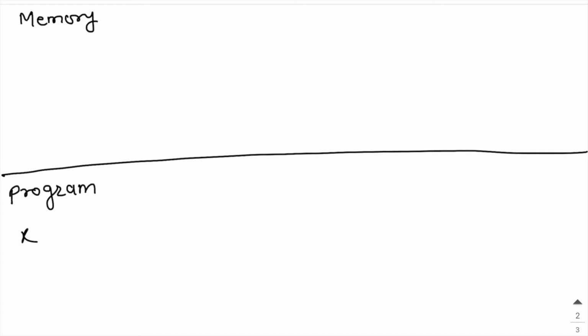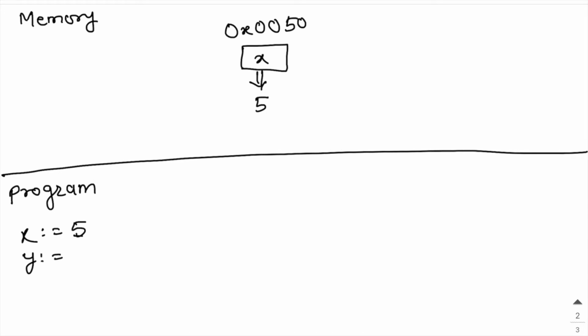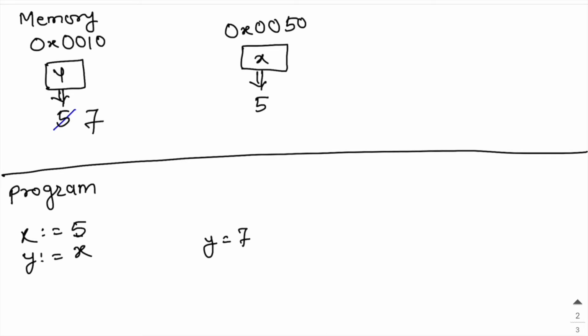Consider I created one variable x equal to 5. So in memory, x will be created at a random address and 5 will be stored in it. Now consider I create another variable and I assign x to it. Now this is passed by value. So y will be created in memory at a random address and 5 will be stored in it. And if I change the value of y to 7, then 7 will be stored in y, not in x.